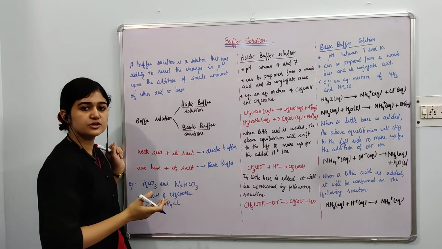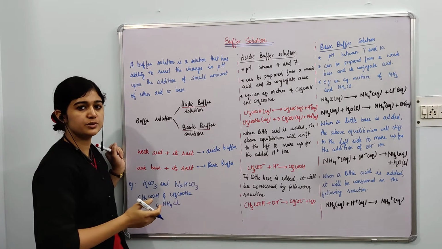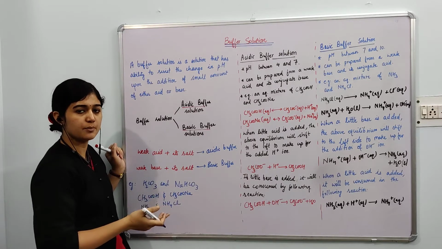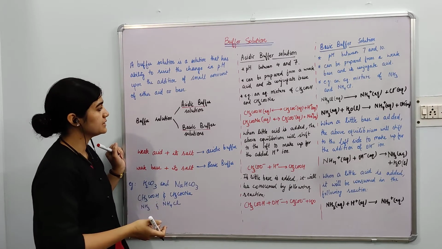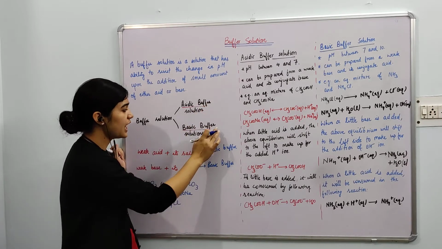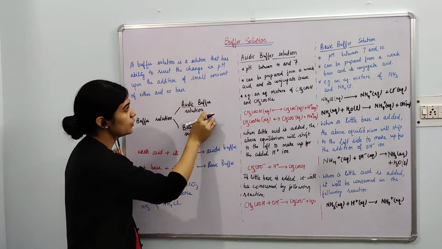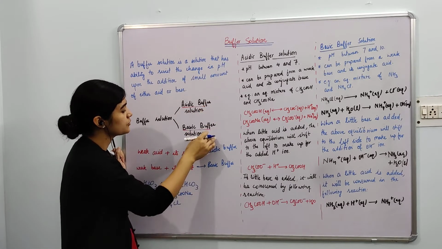Buffer solutions are those solutions which resist the change in pH due to addition of a small amount of an acid or a base. There are two types of buffer solutions: acidic buffer and basic buffer. Now, why are there two types of buffer solution?